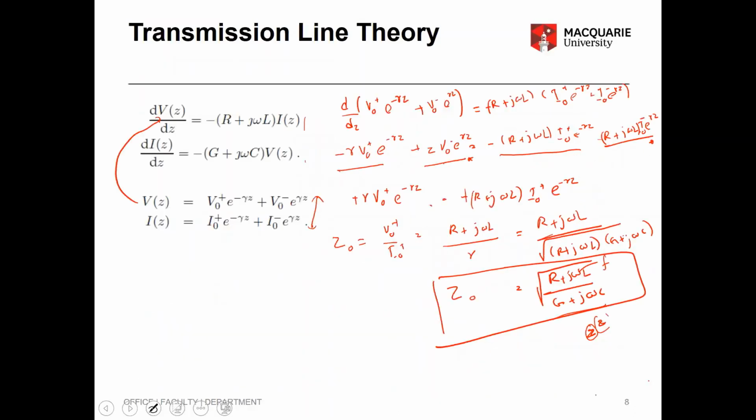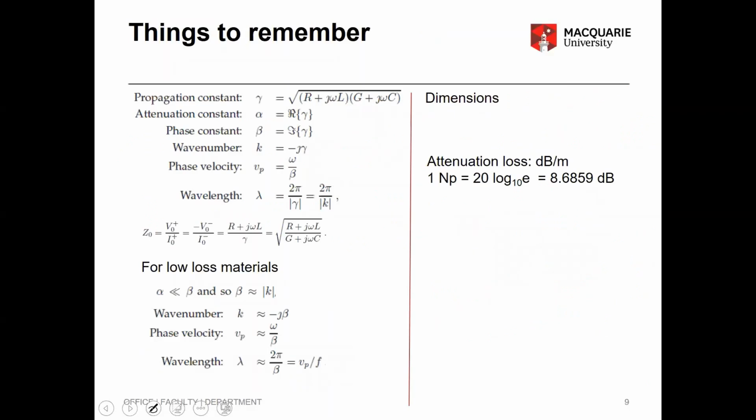These things might be quite new to you, but it's okay, you will get used to them as you do more exercises. So that's a summary of things to remember. We also went through the gamma, something you need to remember. Now the exam is going to be open book, and you can take these equations with you. Gamma can also be written as alpha plus j beta: alpha is the attenuation constant, the real part of gamma. The imaginary part of gamma is the phase constant.